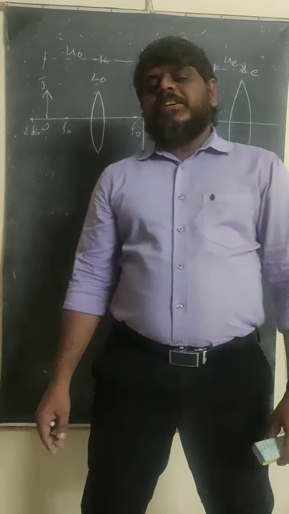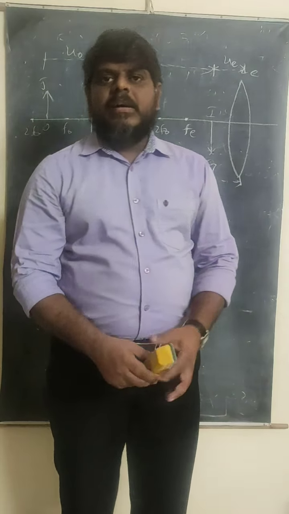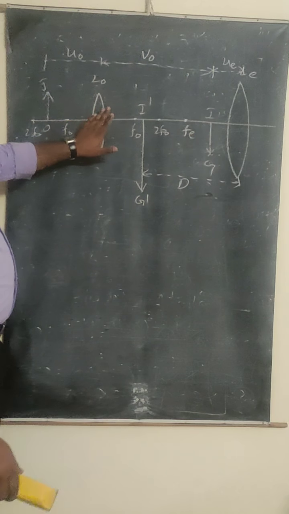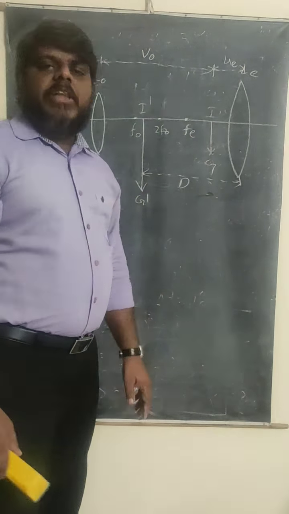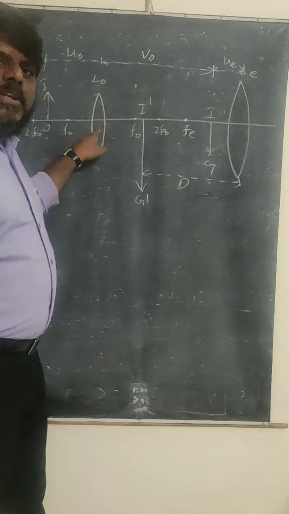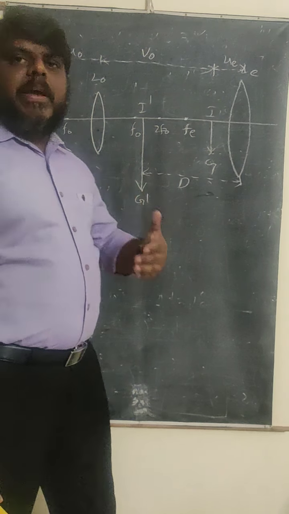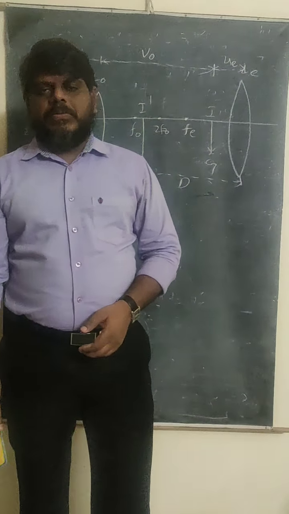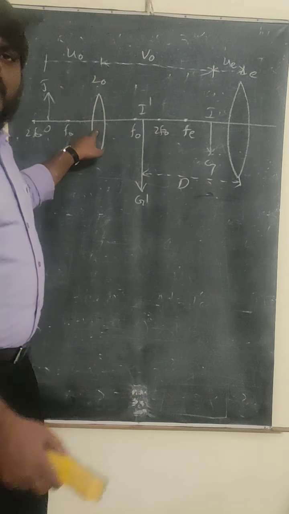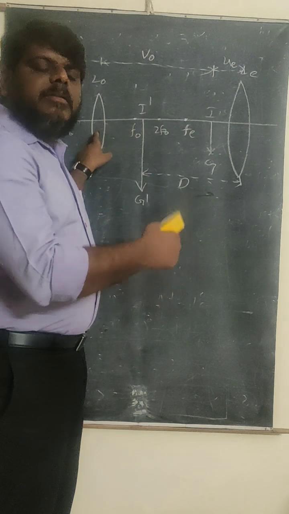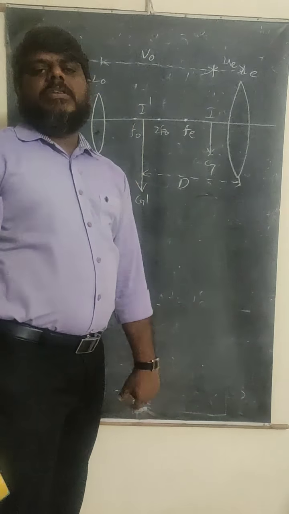To find out the magnification, individual distances also you can take. Sometimes, for example, if you know the focal length and the U0 value and you want to find out the V0 value, then you can use the lens formula for the objective lens. The lens formula is 1 by F equals 1 by V minus 1 by U. If you write the lens formula for this objective lens, you can write 1 by F0 equals 1 by V0 minus 1 by U0. And you need to substitute the sign conventions.